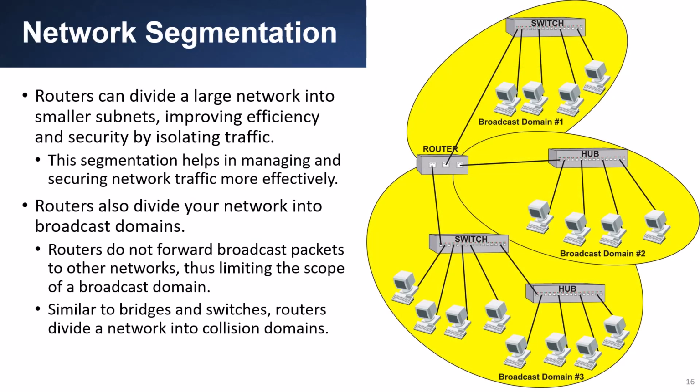Routers can divide a large network into smaller subnets, improving efficiency and security by isolating traffic. This segmentation helps in managing and securing network traffic effectively. Routers also divide your network into broadcast domains. Routers do not forward broadcast packets to other networks, thus limiting the scope of the broadcast domain. Similar to bridges and switches, routers divide a network into collision domains.